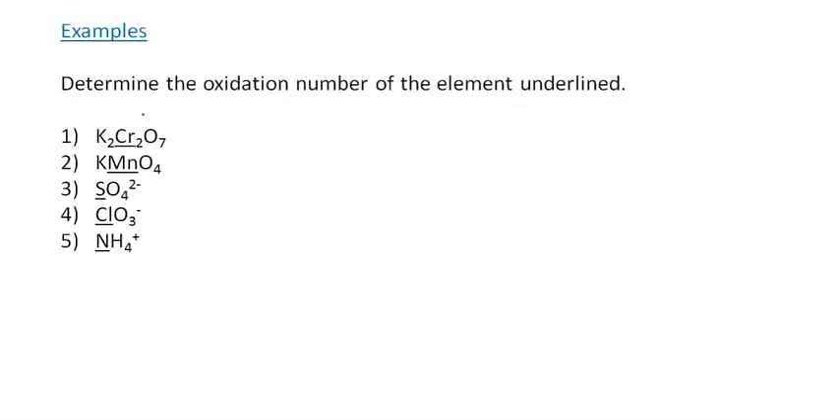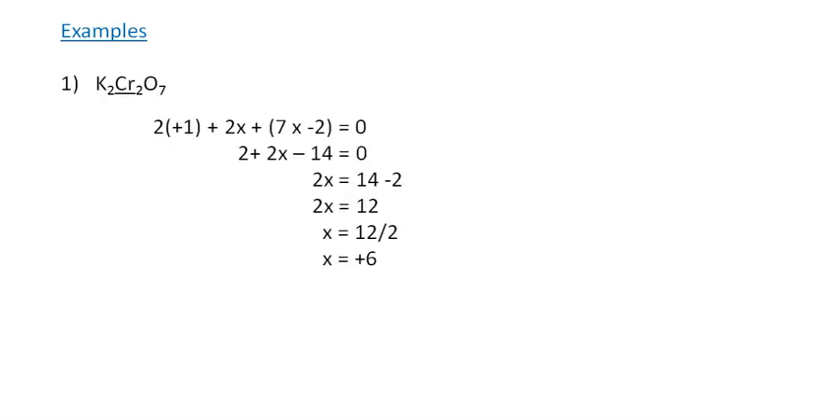Now let's do some typical examples that would come in an examination question. We want to determine the oxidation number of the element on the line. The first example is K2Cr2O7, and we want to find the oxidation number of chromium. We start off by writing out our equation. The overall charge is 0, and potassium is in group 1, so the oxidation number is +1. It'll be 2 multiplied by +1. We got this 2 from here.